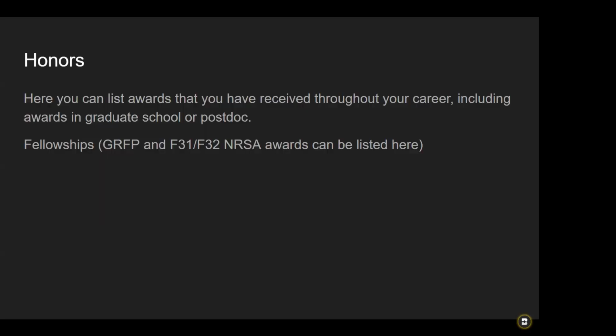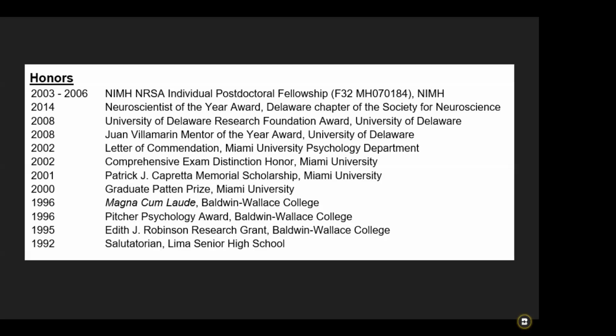So here's where you can list awards that you've received throughout your career, including awards in graduate school or postdoc. You can go back further if you want, but probably should focus on graduate school and postdoc. Here's the place where you can put your fellowships that you've received. If you've received a GRFP from NSF or F31 or F32 from NIH, you can list that here. And you see that's what I did. I listed my F32.